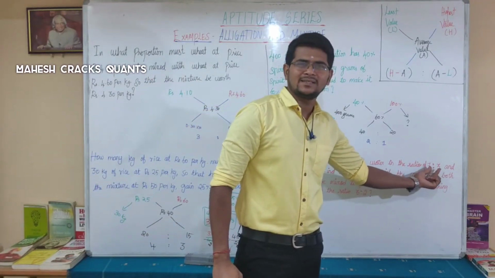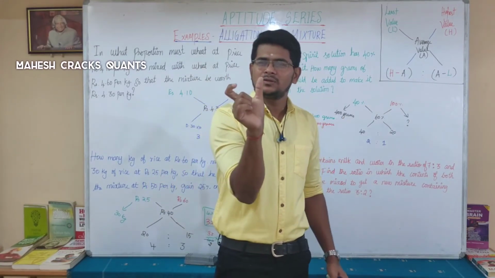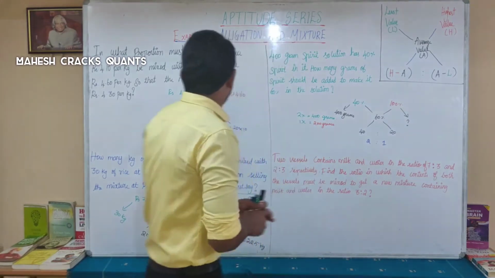What is the total part here? 7:3 means what is the total parts? Whenever you have ratios, you have total parts. 7:3 means what is the total parts? 10 parts. Here, come here.